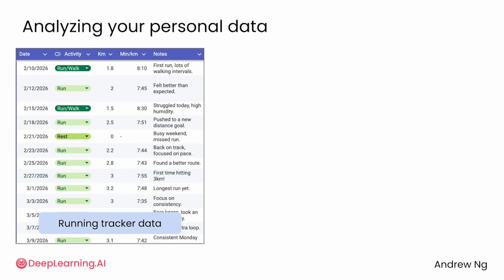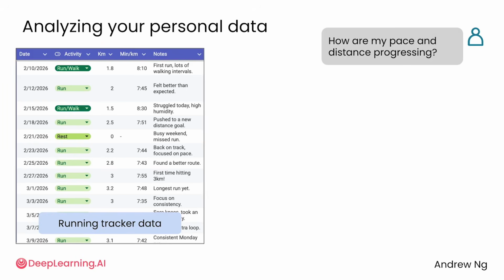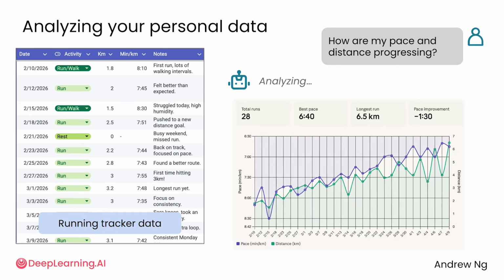If you have running tracker data that you can download into a spreadsheet, you might try uploading that spreadsheet to an AI model and asking it, how are my pace and distance progressing? And an AI system might spend some time to write some code to analyze it and maybe generate a plot for you, and also potentially provide some insights.